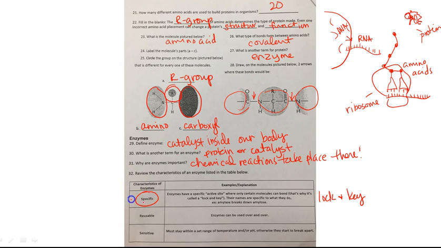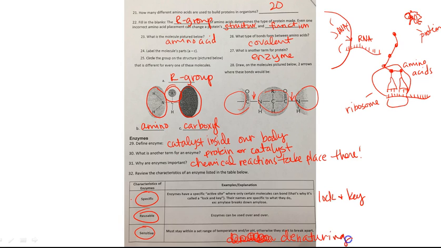So they're very specific. They're reusable, so after the chemical reaction is over, another lactose can just fit right in there. And they're very sensitive, so they can very easily stop functioning with temperature or pH, and we call that denaturing, which I think is on the next slide, but that's okay. Let me start over there.